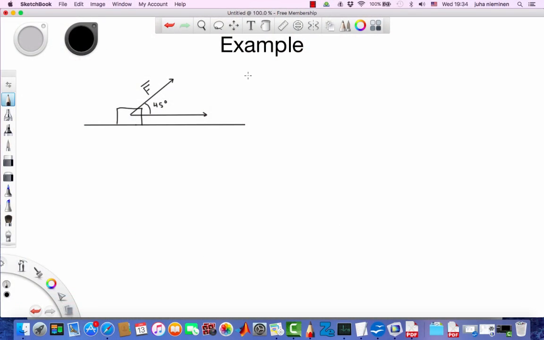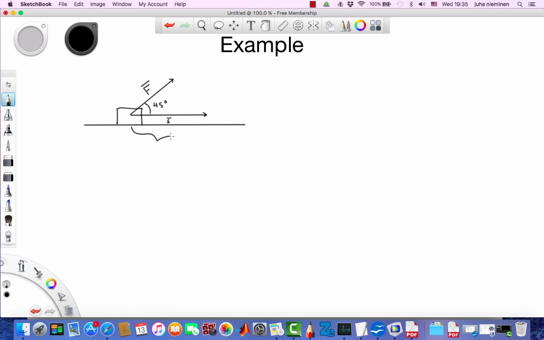Let's look at the following example to see why we are interested in the dot product in the first place. What we have here is the classic problem of pulling a box on the floor. We neglect friction, so pretty much the only two forces acting here are the gravity that is keeping it on the floor, and this force F that we are pulling the box with, and it's inclined by 45 degrees. And we pull this box some distance, and let's call the displacement vector S.